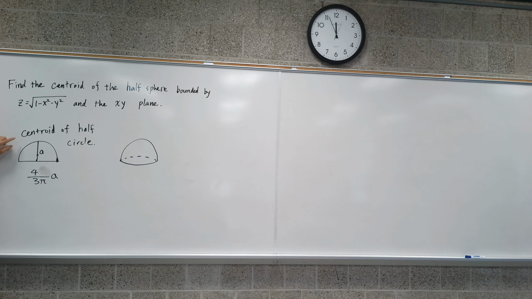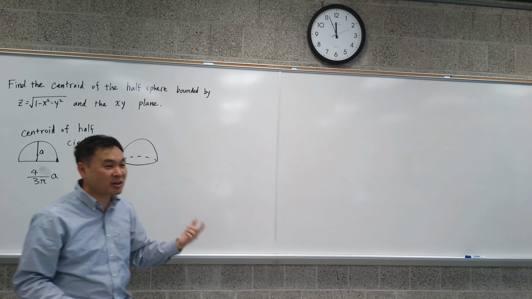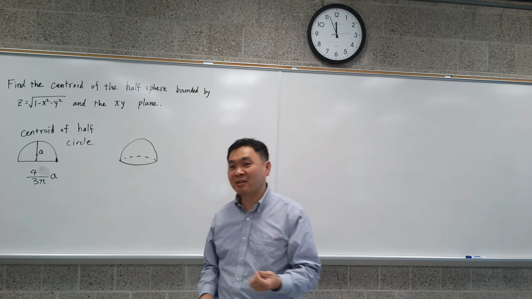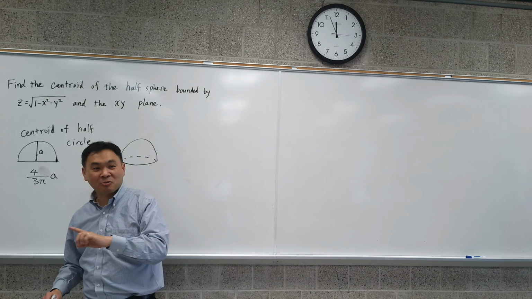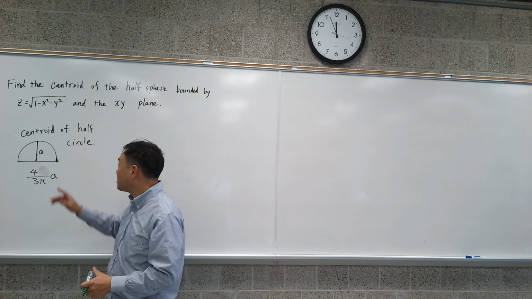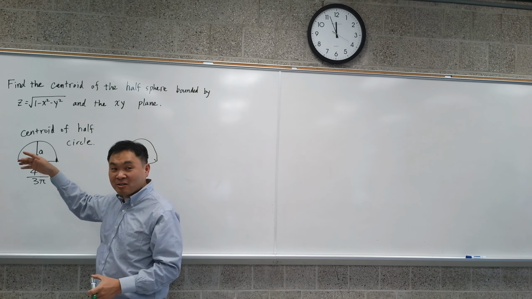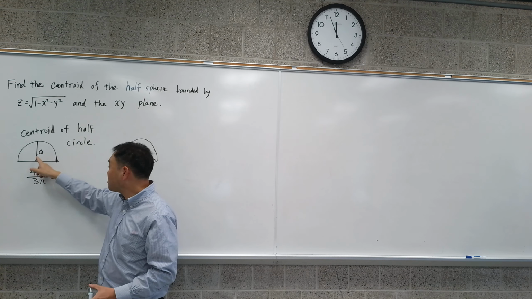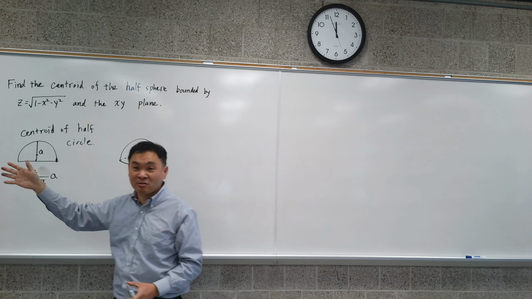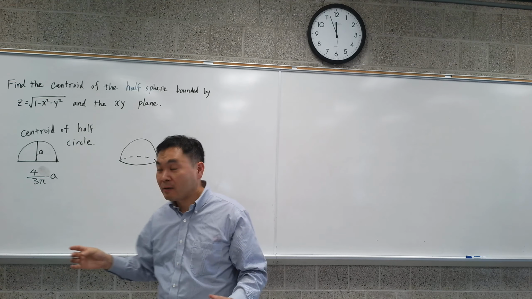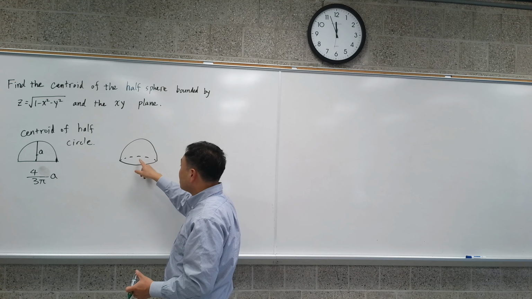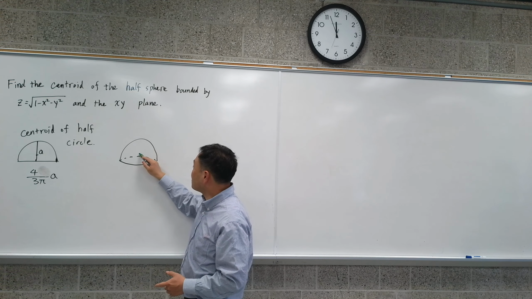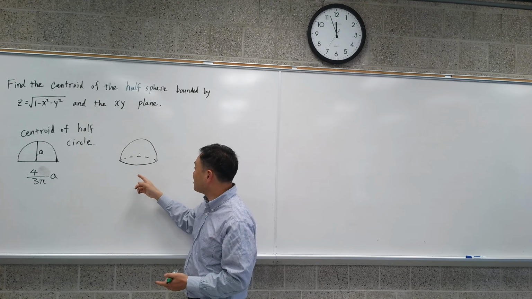let me clarify the words first. What's the difference between center of mass and centroid? Well, centroid is a special case of center of mass when the density is uniform, okay? That's what it means. So centroid means that the density is uniform. If you have a uniform density, the center of mass is not going to change whether you make it denser or lighter, okay?